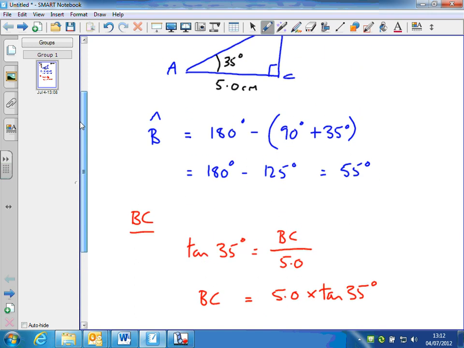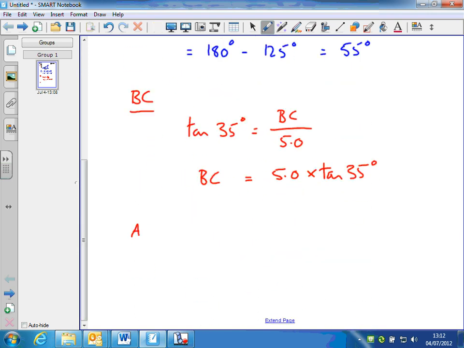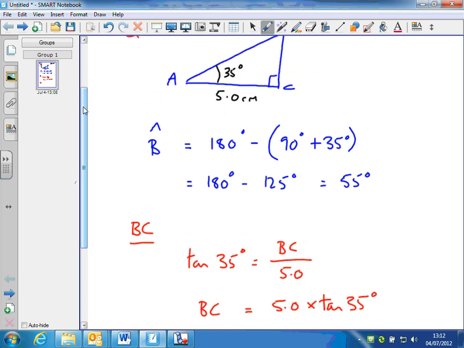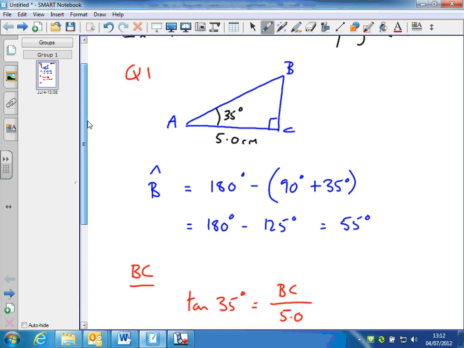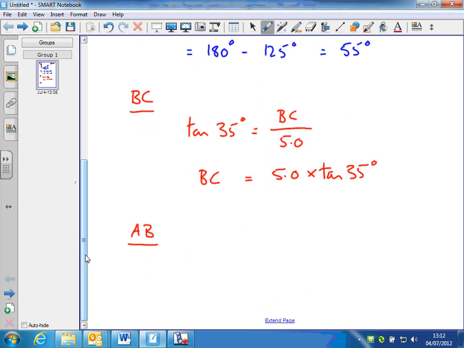Similarly, to find side AB, we're given the adjacent, which is AC, and we want to find the hypotenuse, which is AB, so we use the sine. The sine of 35 degrees equals the opposite, so we don't want the sine, we want the cosine, because we're going to use what we know. The cosine of 35 degrees equals the adjacent, which is 5, divided by the hypotenuse, which is AB.